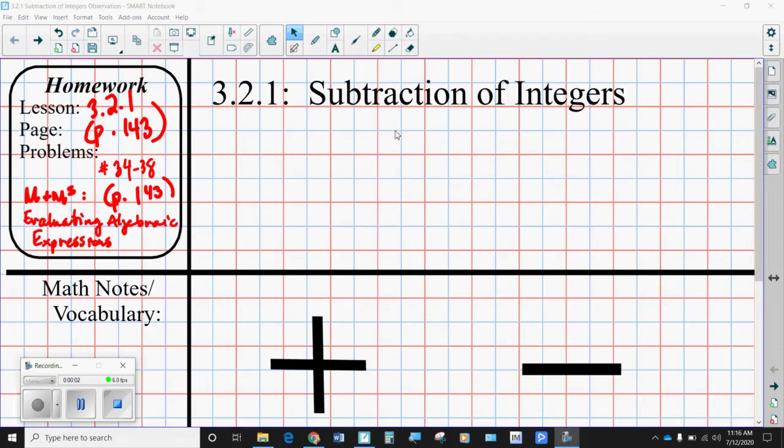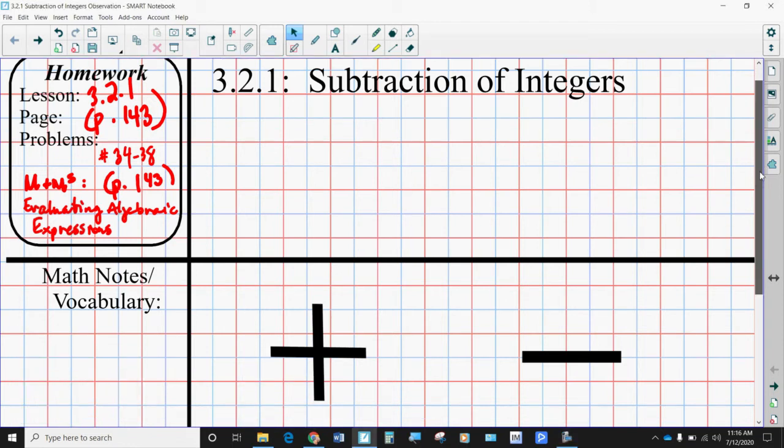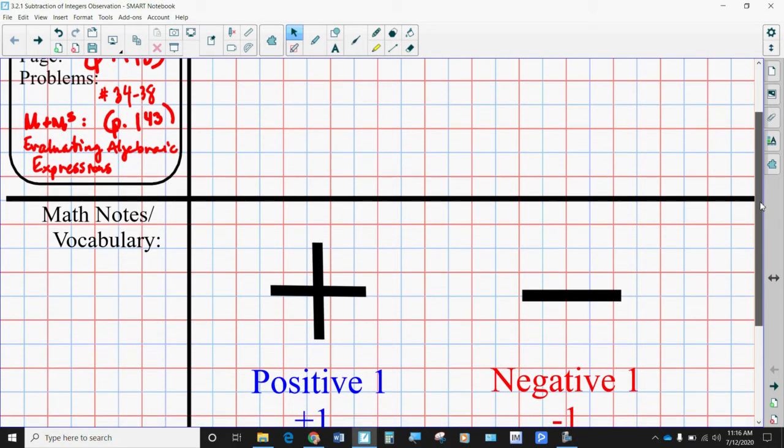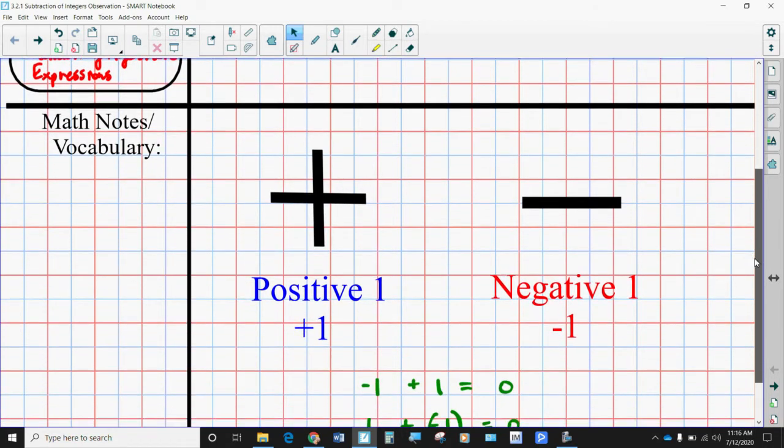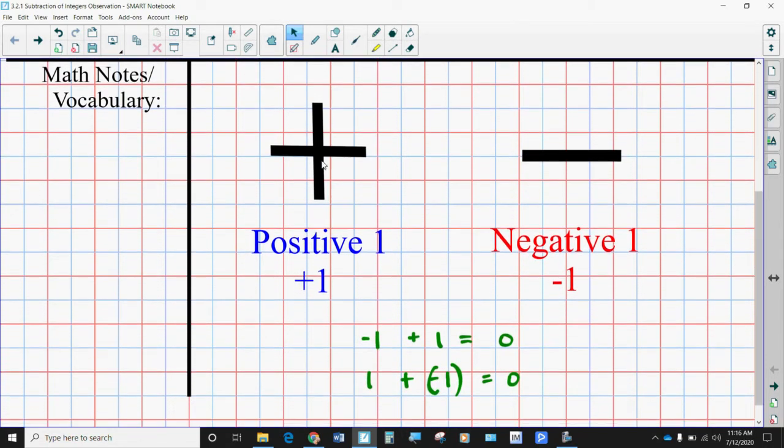Alrighty, for today's lesson, we are going to focus on the subtraction of integers. And to do that, we're going to work with integer tiles again. And so just to clarify the meanings of these integer tiles, the plus sign represents a positive 1, so 1 positive here, and then this minus sign represents negative 1.